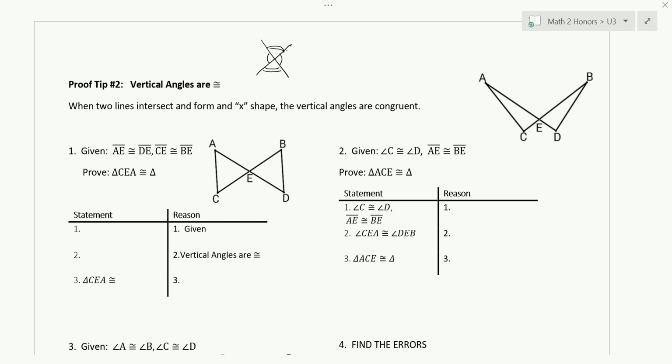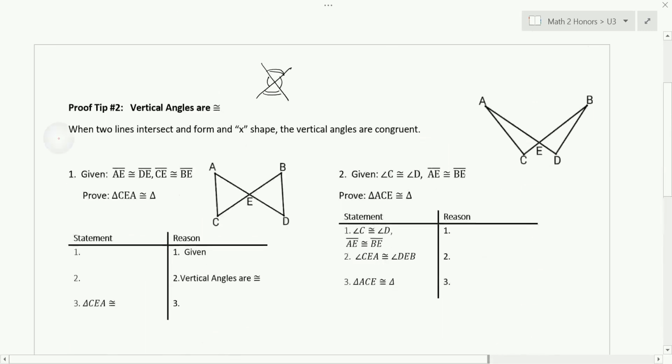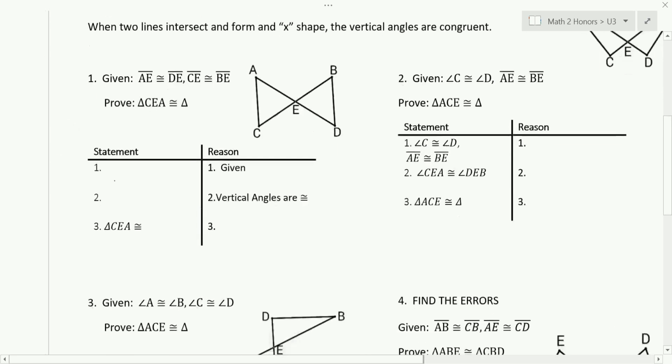I'll leave 1 and 2 for you. Actually, let's do 1 together. So on number 1, what would you put for the first statement? AE is congruent to DE, and CE is congruent to BE. That's your given. And then again, just go to the picture and mark it up.